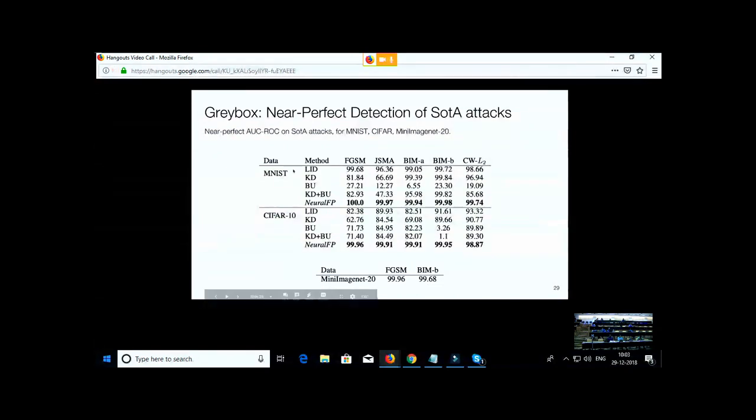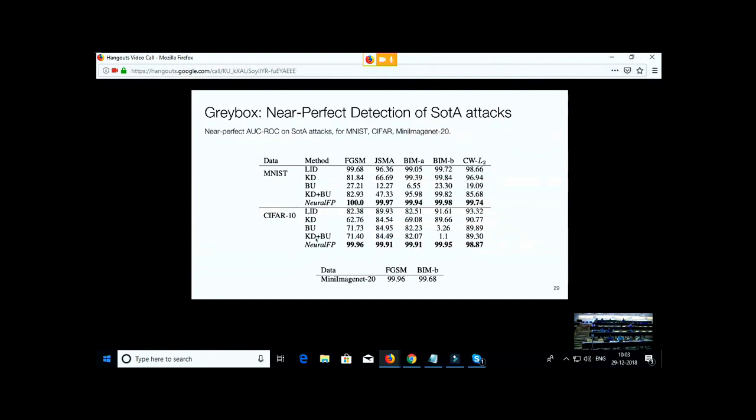So if you look at MNIST and CIFAR and Mini ImageNet, and you try to construct these adversarial examples using the fast gradient sign method, the Jacobian saliency map, the iterative attacks, the Carlini-Wagner attack, neural fingerprinting gets near perfect detection rates. Near perfect detection rates means that you get 100% area under the ROC curve, and neural fingerprinting gets close to 100% in all of these data sets and under all attacks.